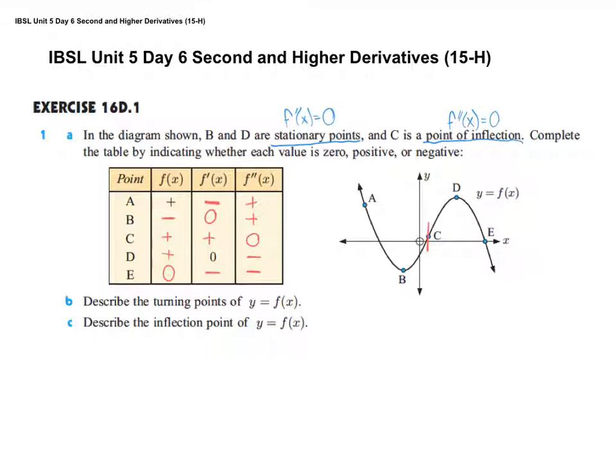D is a max point, and we're actually slowing down, or the acceleration is negative at that point, okay? And then the inflection point, we're changing from concave up to concave down on a portion of the graph that is increasing. So that's one way we can describe that. Any questions here? All right.